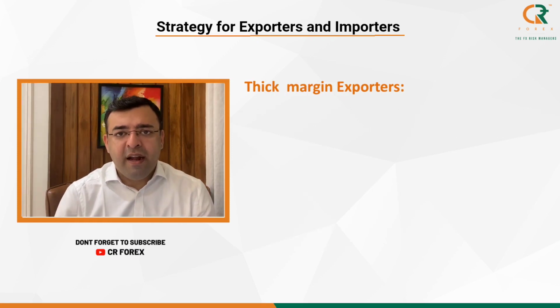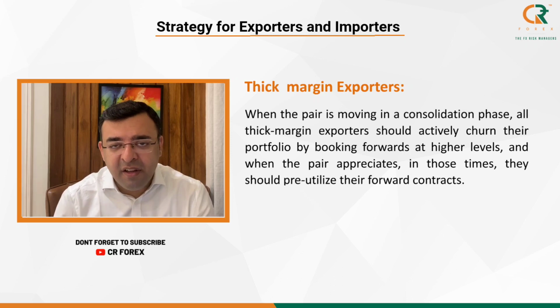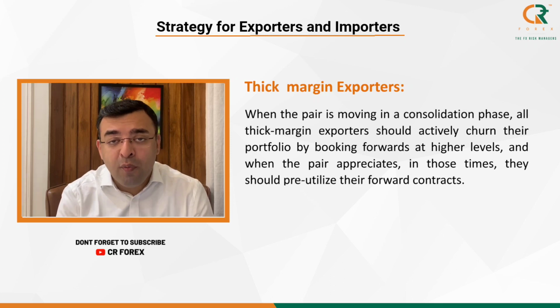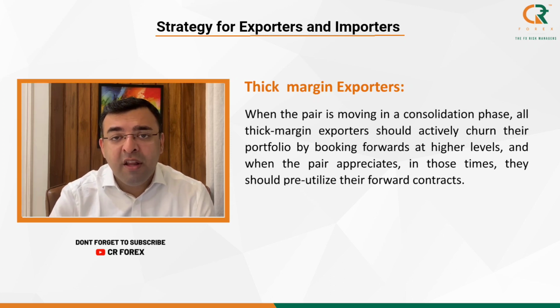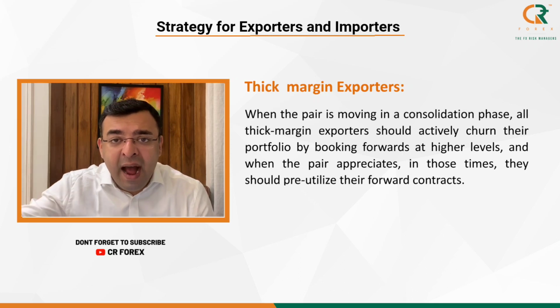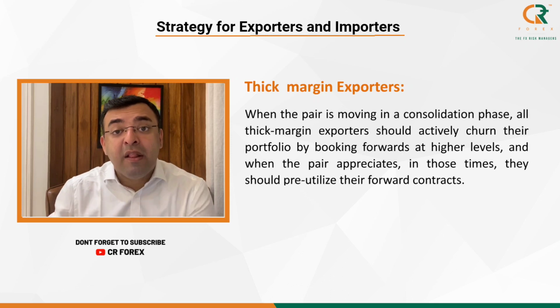Now let us discuss strategy for thick margin exporters like textile exporter or engineering exporter. When the pair is moving in a consolidation phase, the ideal strategy for thick margin exporter is that they should be able to churn their portfolio. What does churning of portfolio mean? It means that they should book forward at higher level, and when the pair appreciates at that point of time, they should pre-utilize their forward contract.